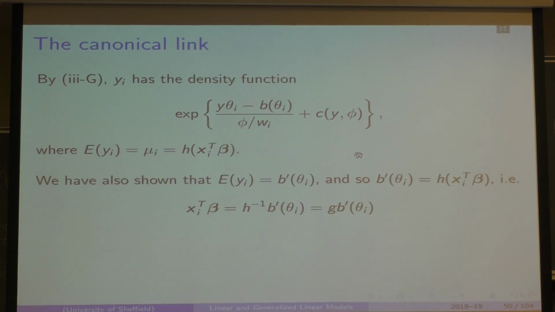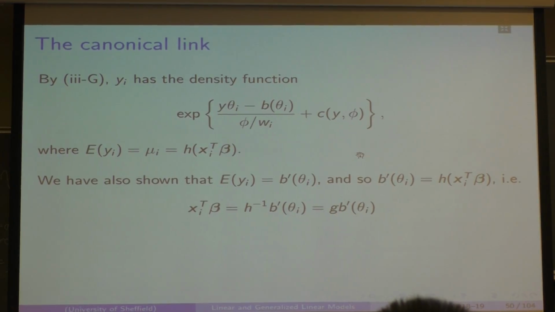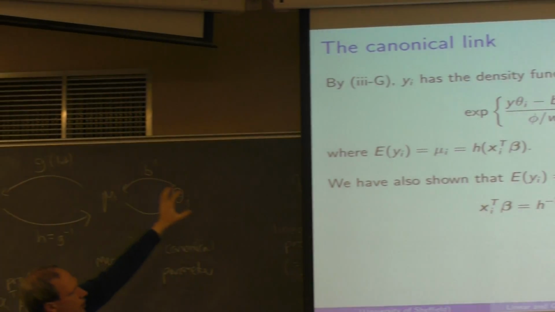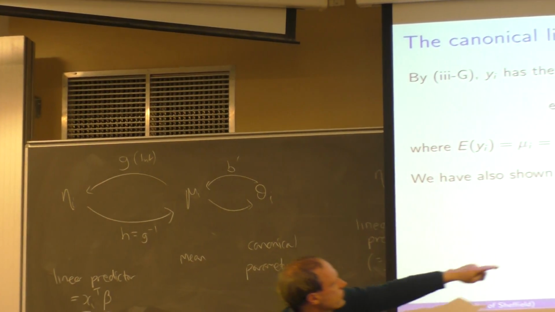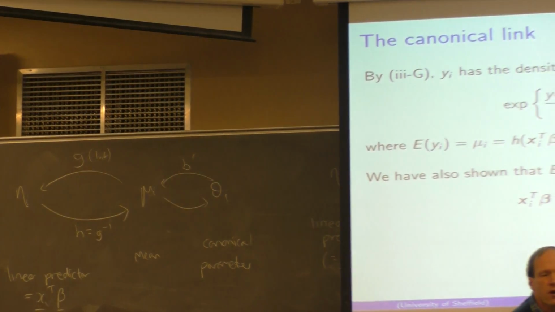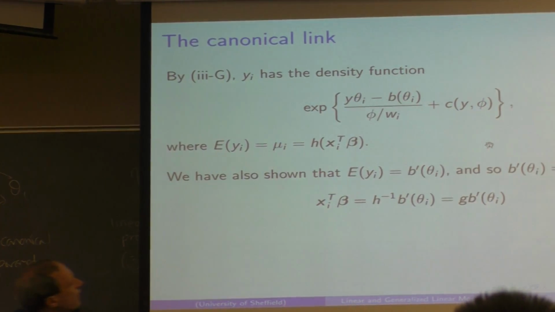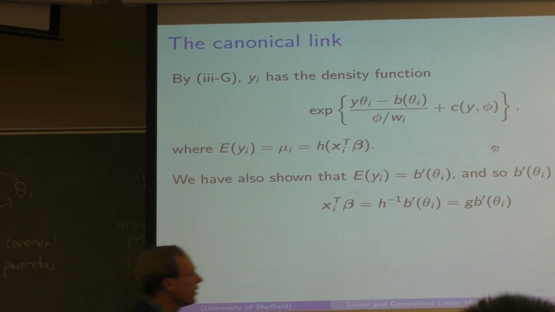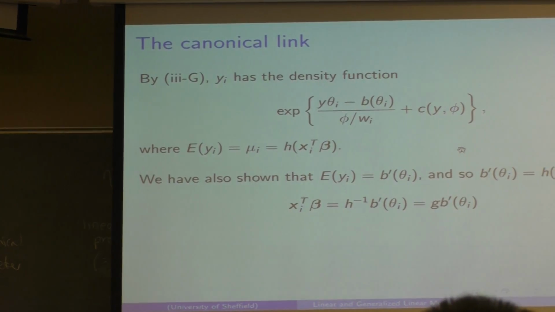So we can write the linear predictor by composing this function with this function. Eta I is g of mu I, but mu I is b prime of theta I. So the linear predictor is g of b prime of theta I. Here this represents composition of functions rather than multiplication. So the linear predictor is g of b prime of theta I.